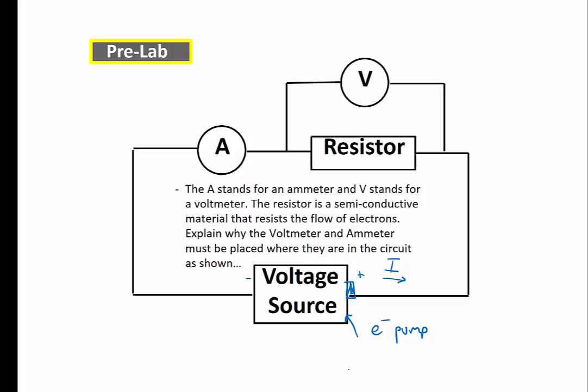All the math still works the same. So by convention, I is always flowing in the direction the positive would go, but the electrons are actually buzzing in the opposite direction. Anyway, as my electrons flow through, I can stick an ammeter in there, and the symbol A would be how I could draw that in a circuit diagram, and I could measure the current flow.